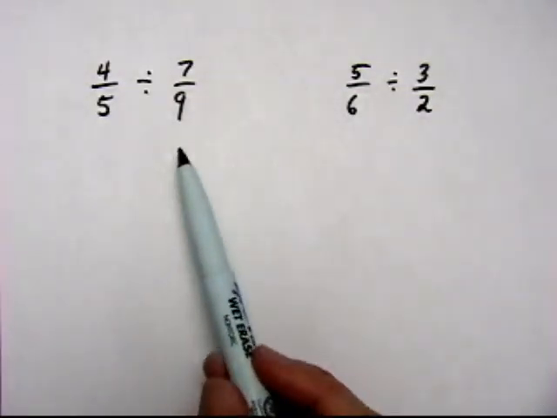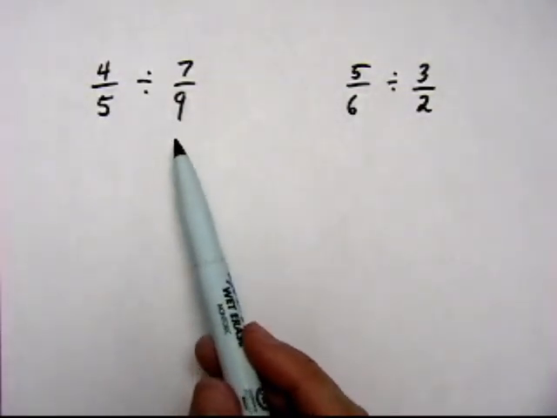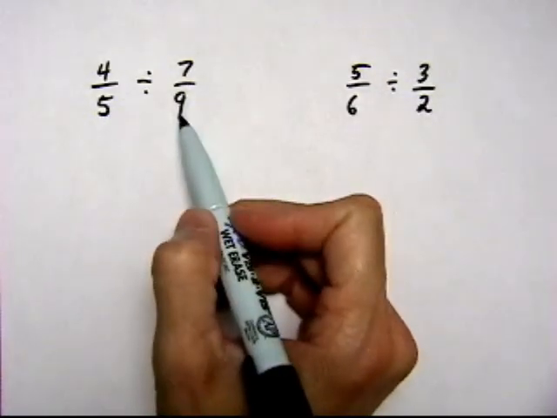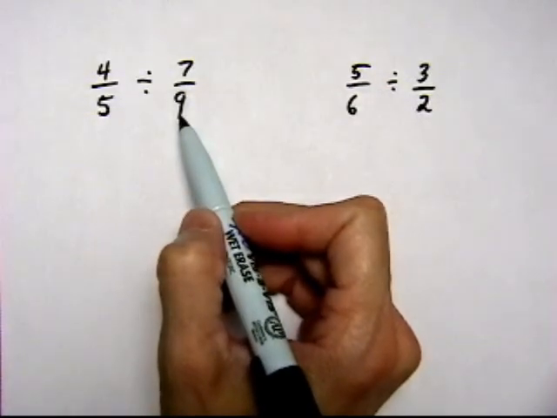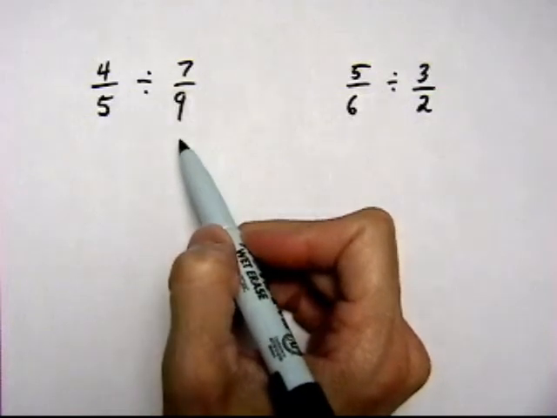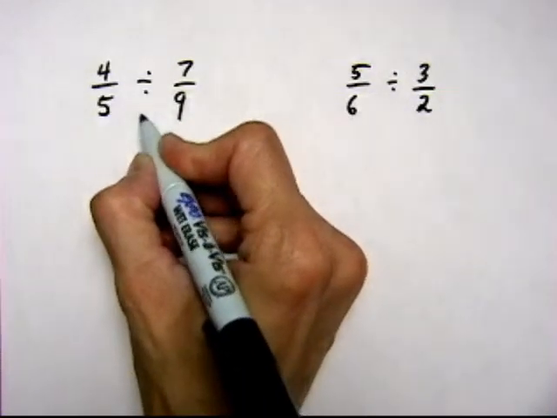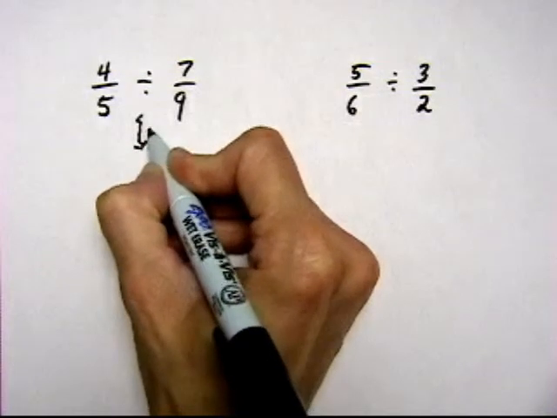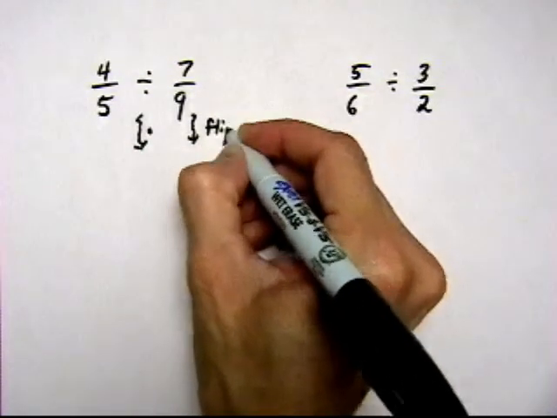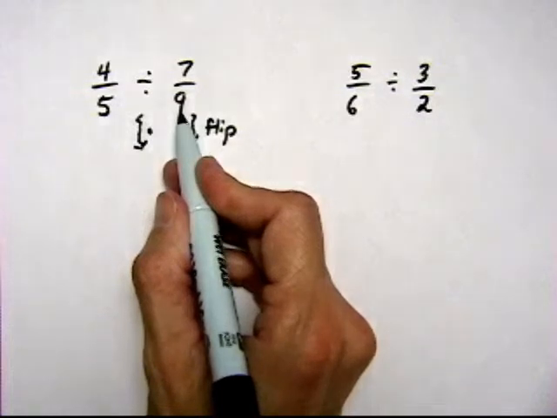Here we're going to solve a few problems with dividing fractions. The first one, we've got 4/5 divided by 7/9. We're always going to turn dividing by a fraction into multiplying by the reciprocal. So what we're going to do is change to multiplication and flip the second fraction. Always the one that's doing the dividing is the one that gets flipped.